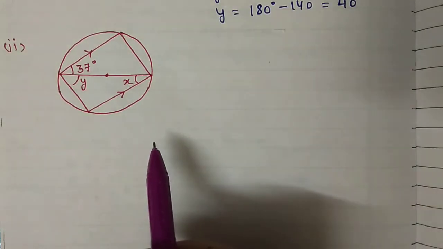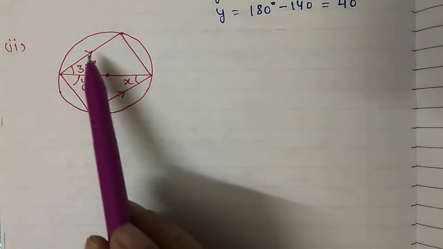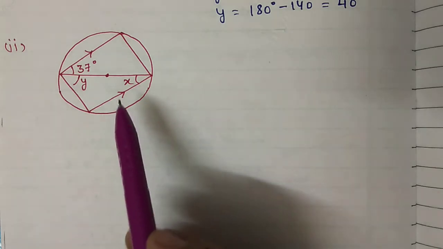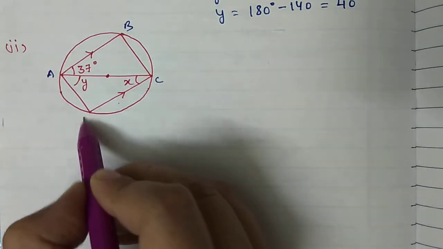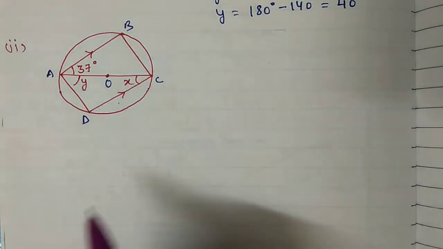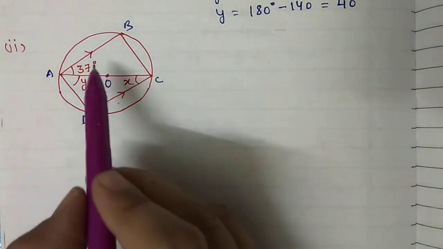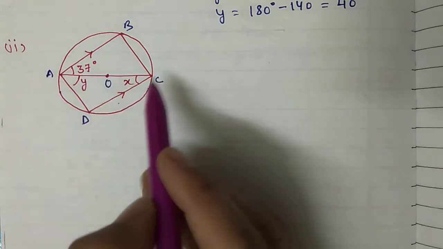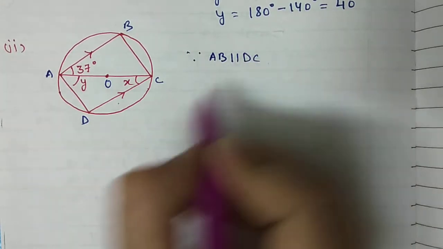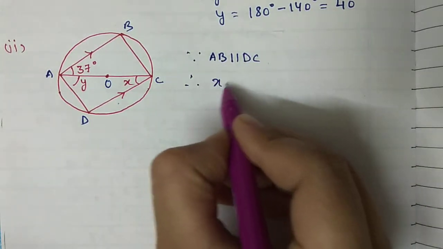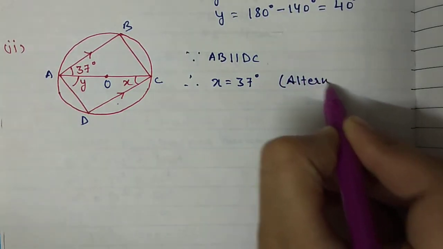Second part of question number 5. This figure is given and these two arrows are given on these two lines. It means these two lines are parallel to each other. So first we will name this figure. We can give names A, B, C and D. This is center O here. Because these two lines are parallel and this is a transversal, these two angles will be alternate angles. So because AB is parallel to DC, therefore we can write X value will be 37 degree, and the reason is alternate angles.